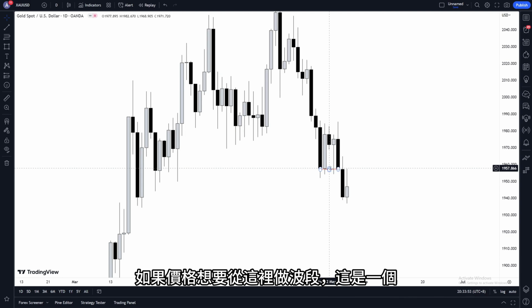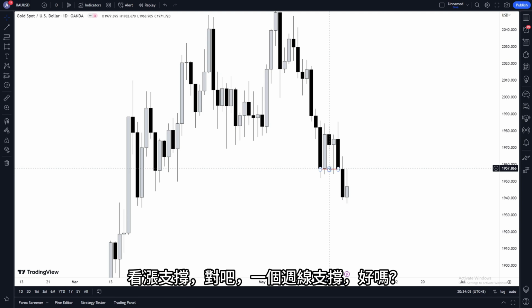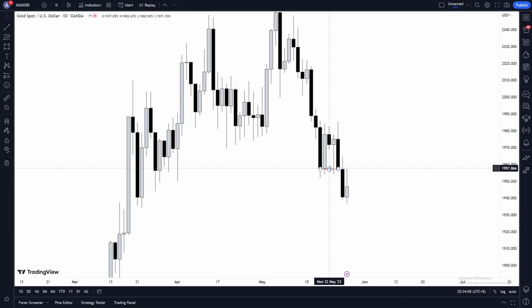If price wanted to swing from here, this is a daily zone inside a monthly zone, but there's no weekly. So I'd have to wait until price made a weekly bullish support, right? A weekly support, okay? And that's too long to wait. The entire intention of me taking this trade is so I can take an intraday trade. Okay, so I took that intraday trade, boom, done.